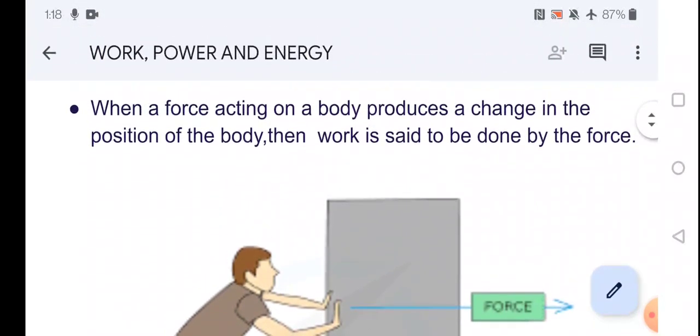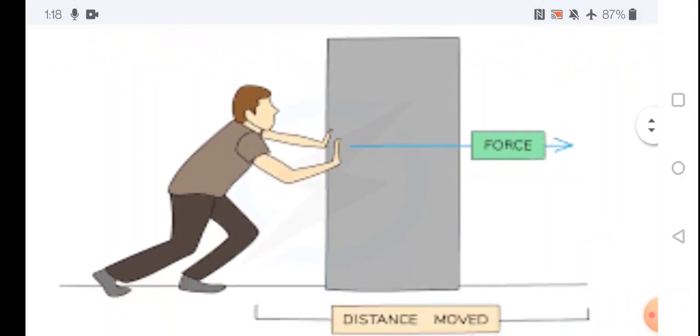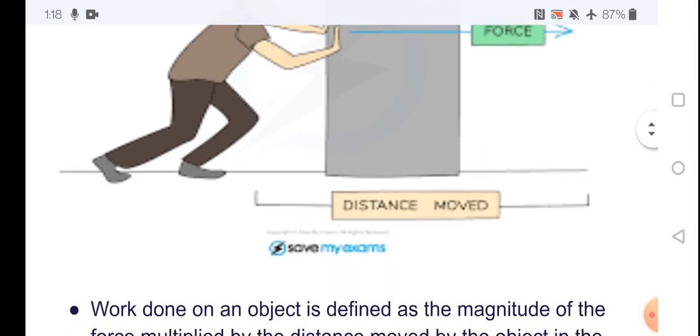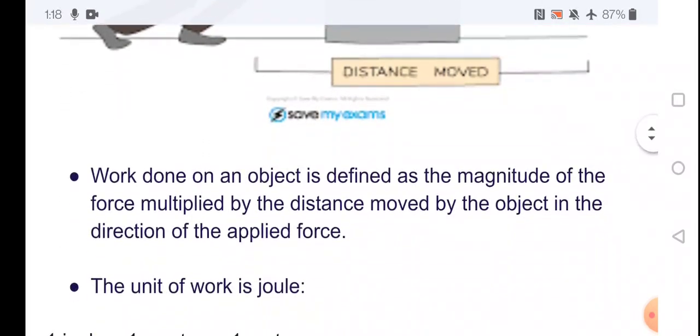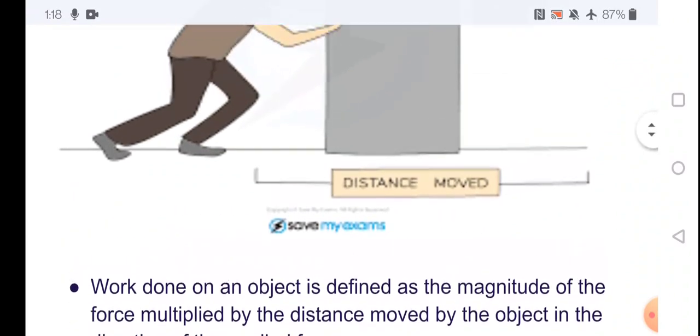That means when a force acting on a body produces a change in the position of the body, then we say that work is done by the force. What do we mean by work? The displacement of an object with respect to time is known as work. Work done by an object is defined as the magnitude of force applied times the distance moved by the object in the direction of applied force.